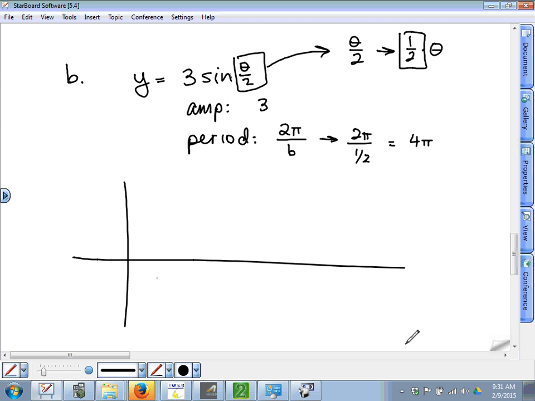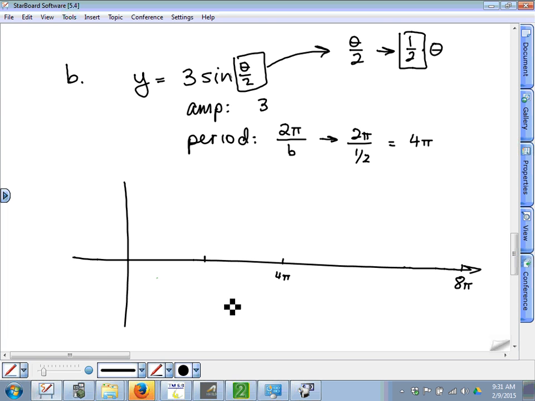Alright, so I'm asking you to graph 2 cycles. Let's go through the process again. If the period is 4 pi, then you're going to start at 0 and come out to 4 pi. There's the end of 1 cycle. I'm asking you to graph 2 cycles, though, so the second cycle is going to end at 8 pi. 1 cycle stops at 4 pi, then the second cycle stops at 8 pi.